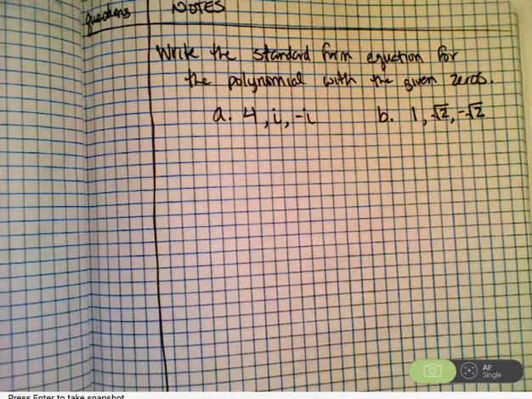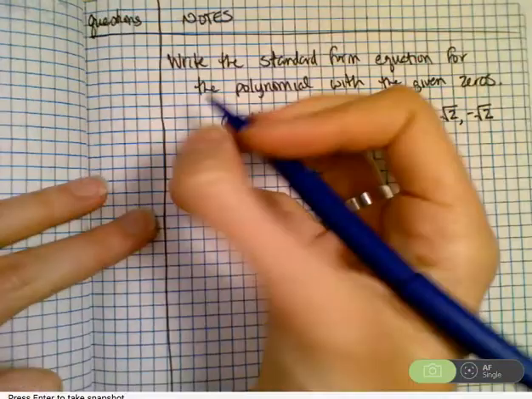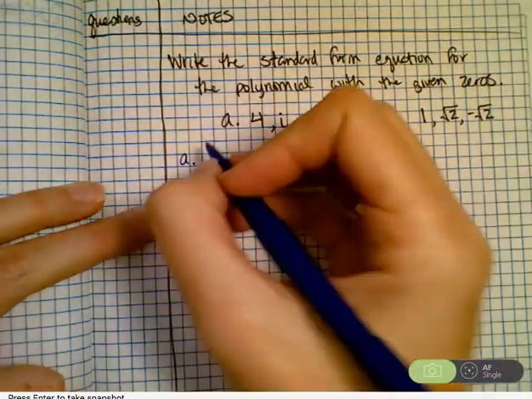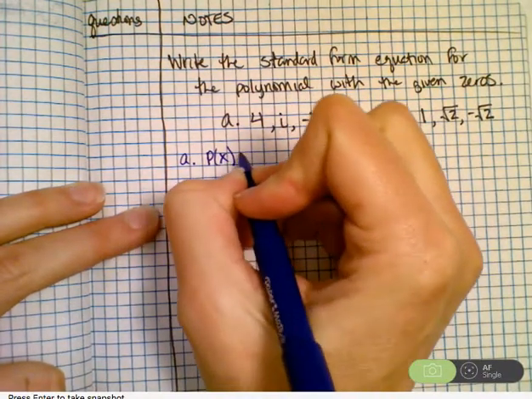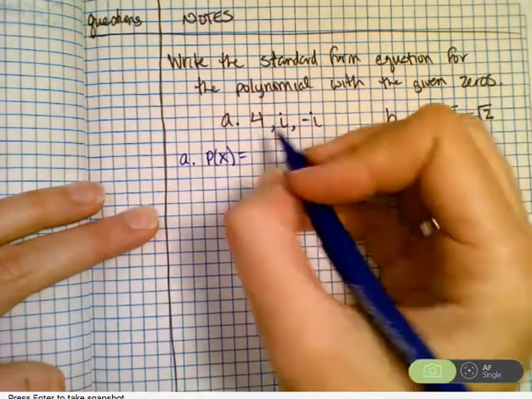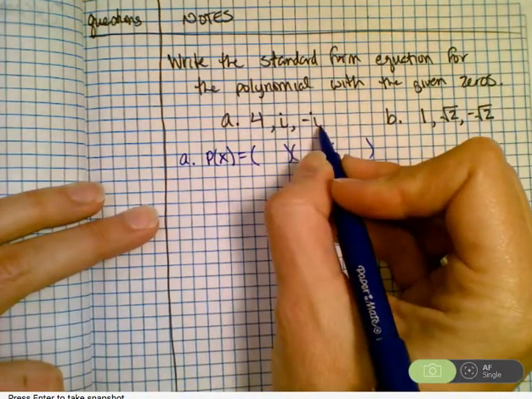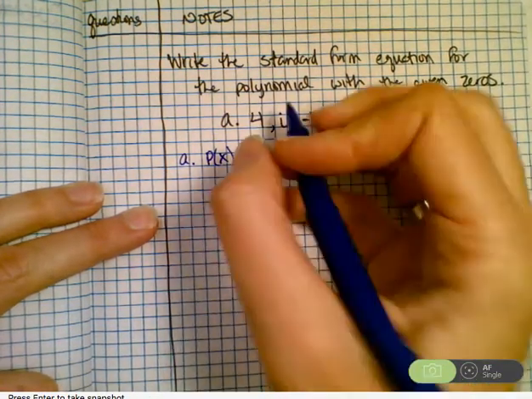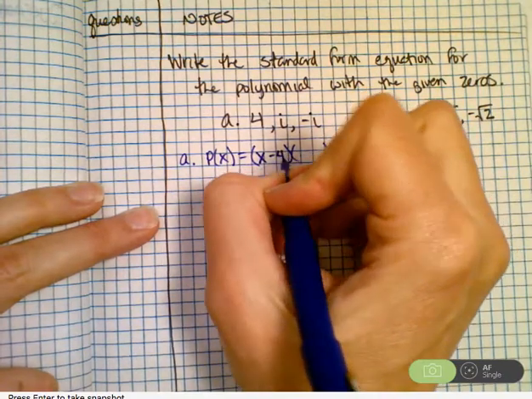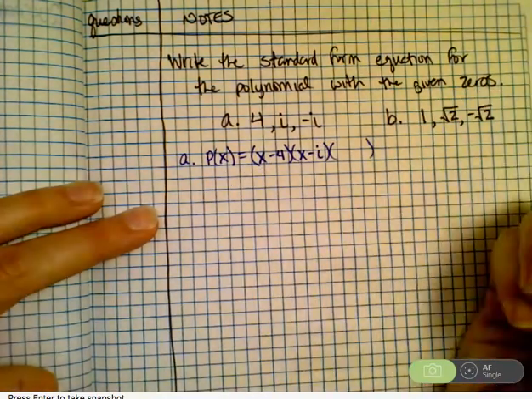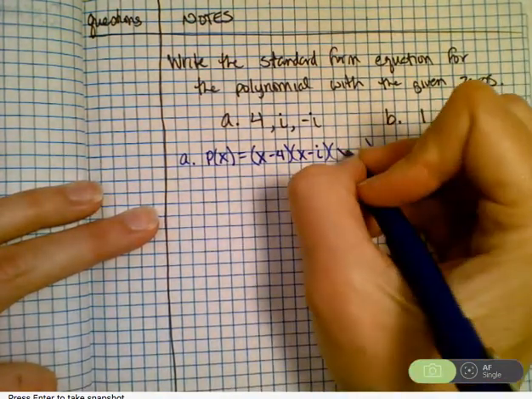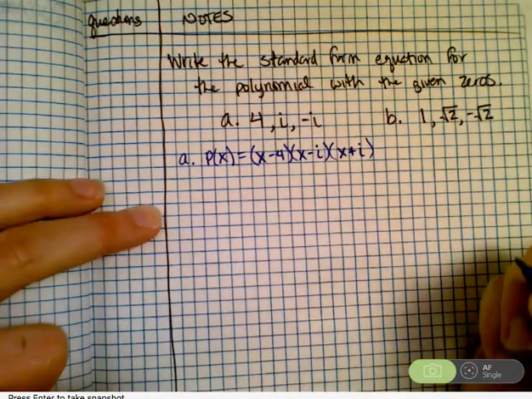So let's start with A. So if we're looking at A, we have our zeros. First thing we need to do is write the factored form. So we look at this 4, we look at the i, and we look at the negative i, and we put each of those into a factor. So we'd write x minus 4, x minus i, and then minus negative i makes it x plus i.